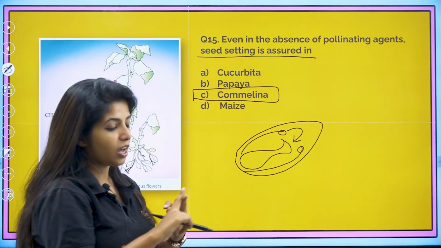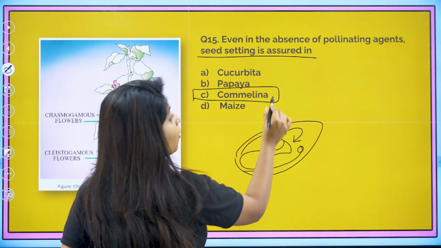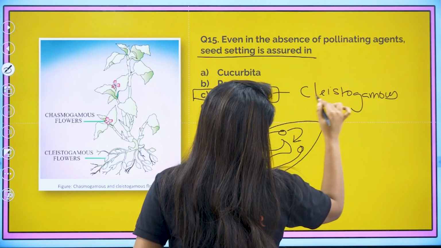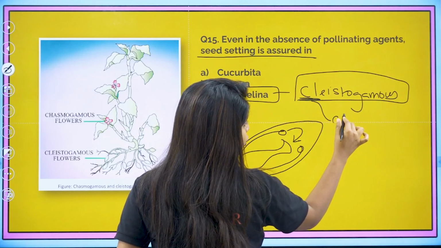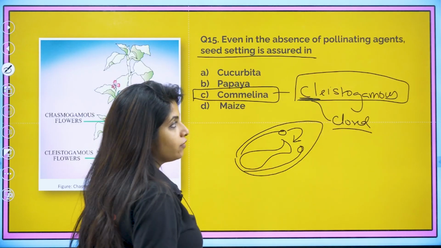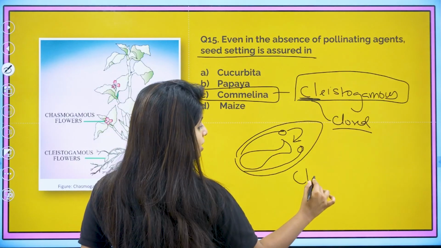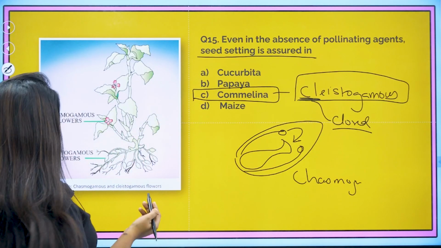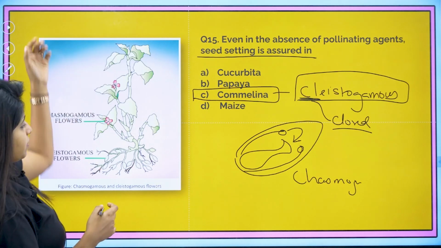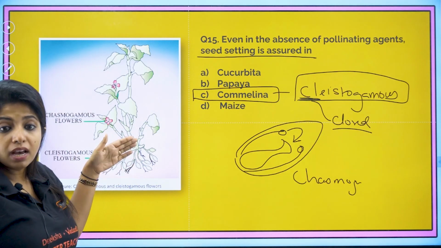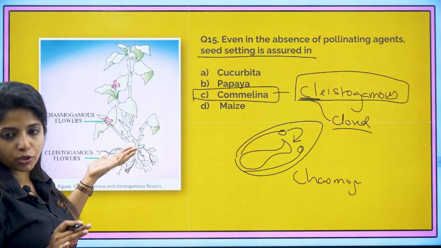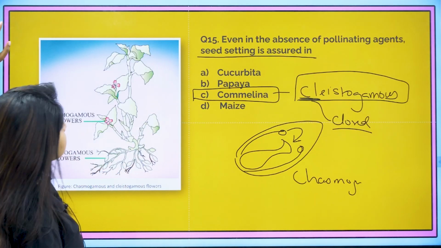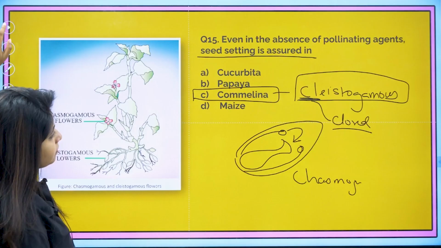Commelina. So commelina, viola, oxalis, they all have cleistogamous flowers. CL stands for closed. They all have closed flowers, and there is one more type of flower known as chasmogamous flowers, which are the open ones. The open ones are more towards the upper side, and the cleistogamous, the closed ones, are more beneath the soil or just above the soil, towards the rhizome or root. So your answer is what? C, my dear children.